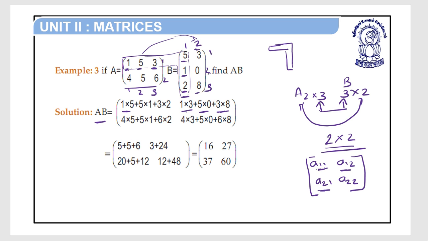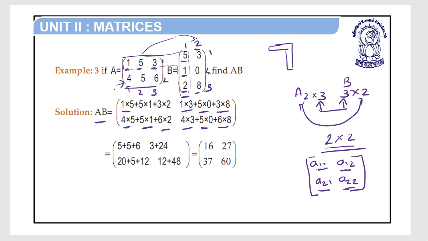Same for A21. So the second row of A multiplies with the first column of B. So 4 into 5 plus 5 into 1 plus 6 into 2. Same way A22: the second row of A multiplies with the second column. So 4 into 3 plus 5 into 0 plus 6 into 8.